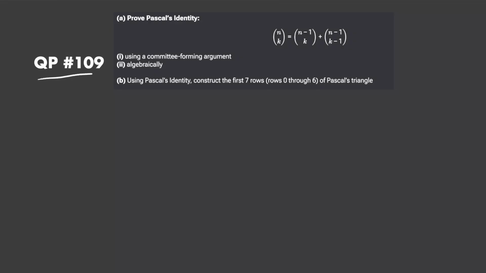Hello everyone, today let's take a look at QP 109, looking at some important stuff. It's going to be Pascal's identity and Pascal's triangle. So first let's show this identity using a committee forming argument and then algebraically, and then we're going to use it to construct Pascal's triangle. So let's do part A first.